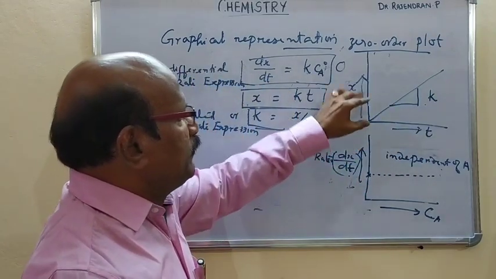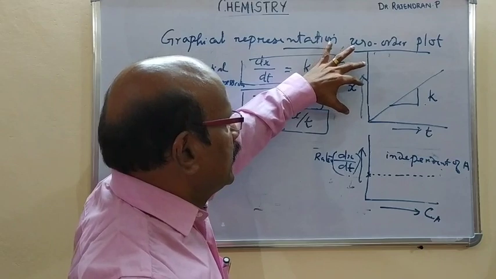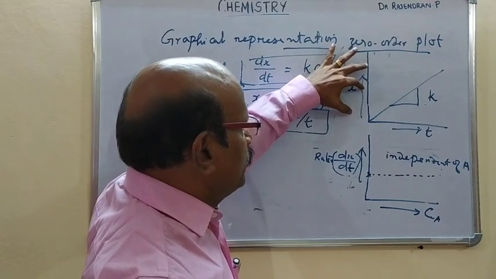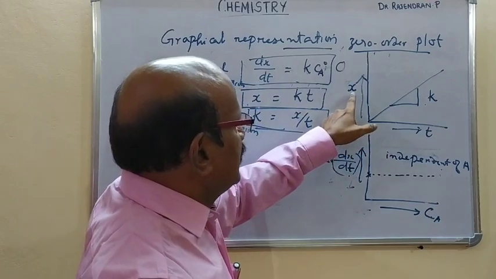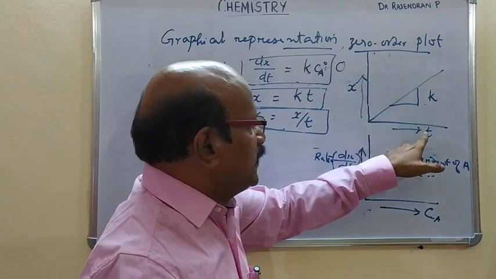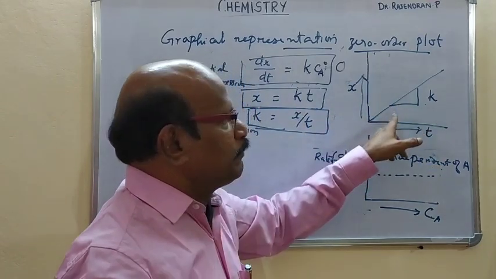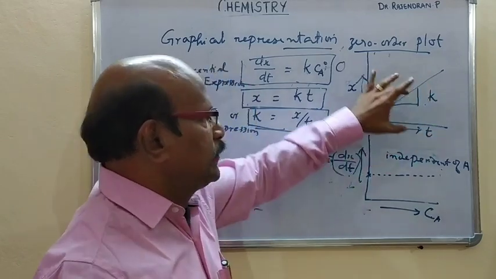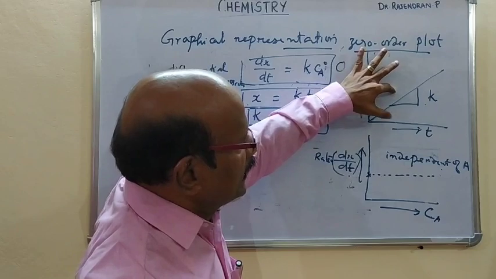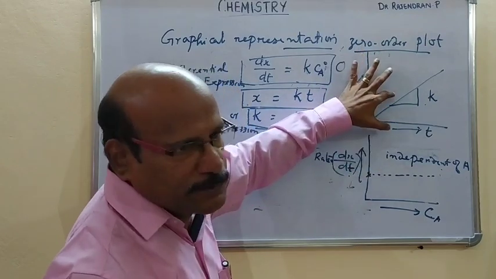So the graphical representation of the zero order reaction, if you make use of the integrated rate expression, is that x against t is a straight line passing through the origin with a constant slope k. Okay, that is given in this graph. So we have two different graphs here.